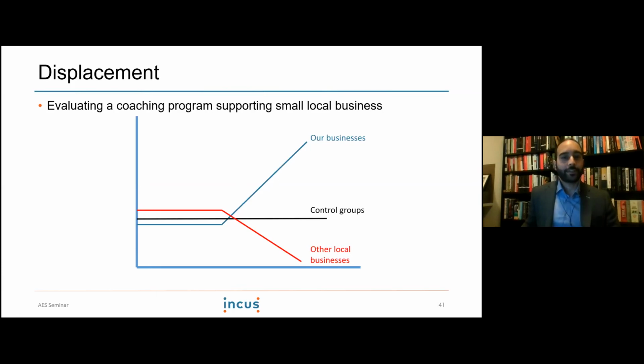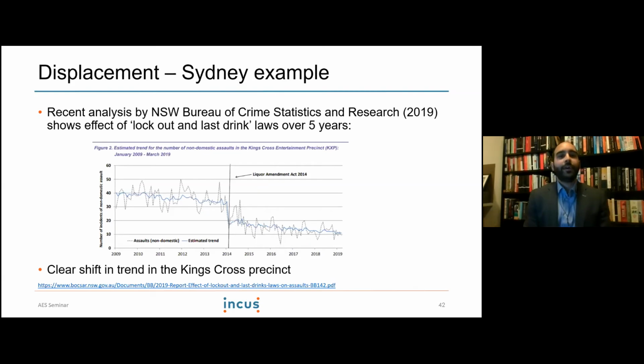There's an excellent research study that came out a few months ago about the lockout laws in Sydney that looked at this exact phenomenon of displacement. So 5 or 6 years ago now, New South Wales introduced the lockout laws in Sydney in the King's Cross precinct to reduce assaults.